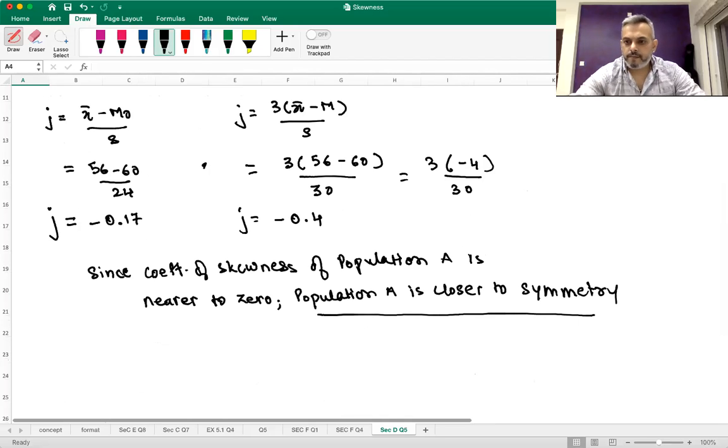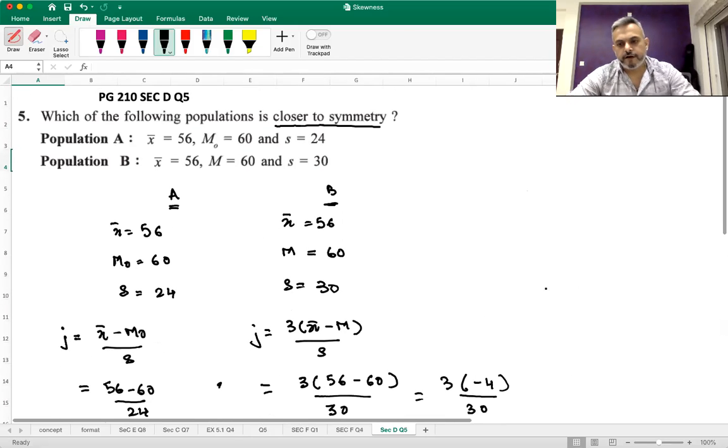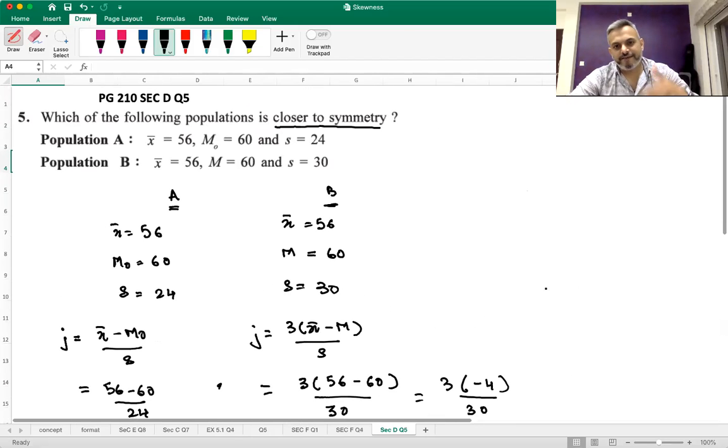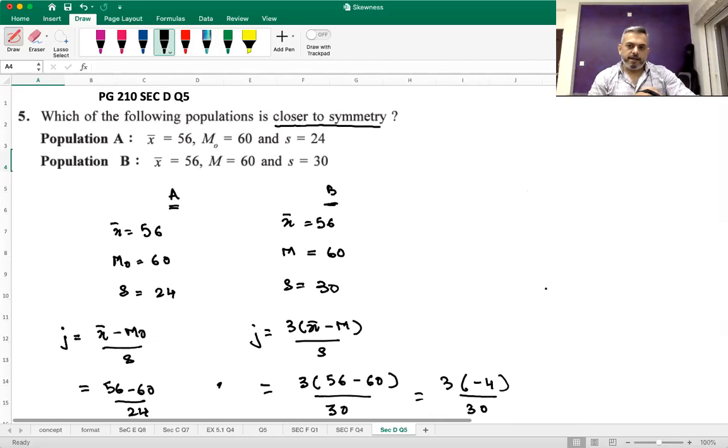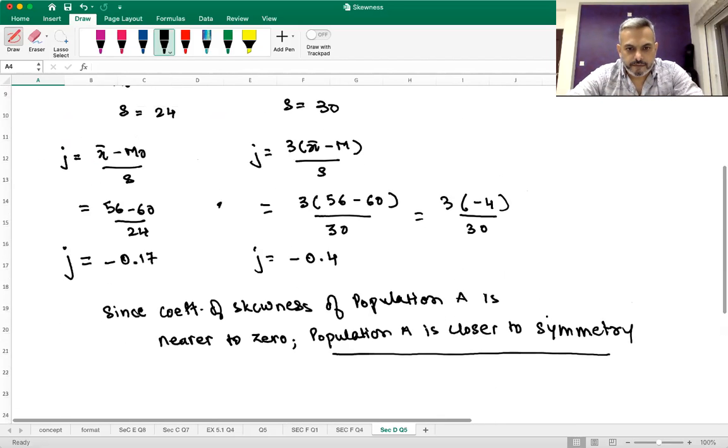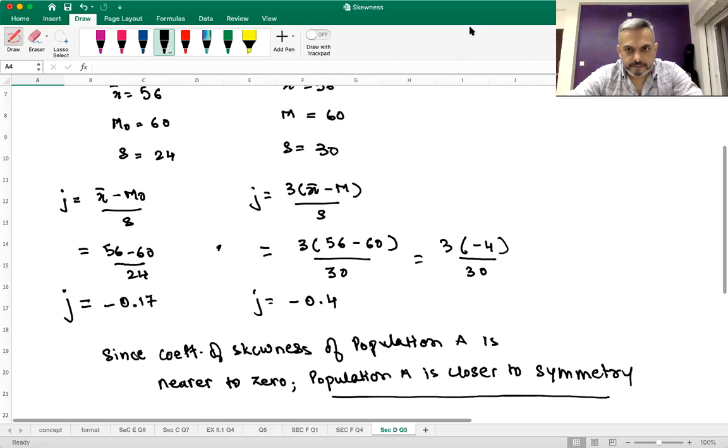Answer. So now you have to compare, you have to see which one is nearer to 0. If it is 0, it's not skewed at all, it is perfect symmetry. Okay, do the sum.